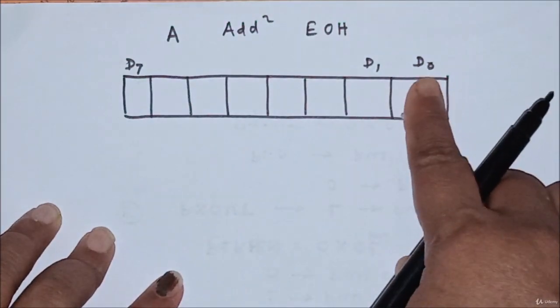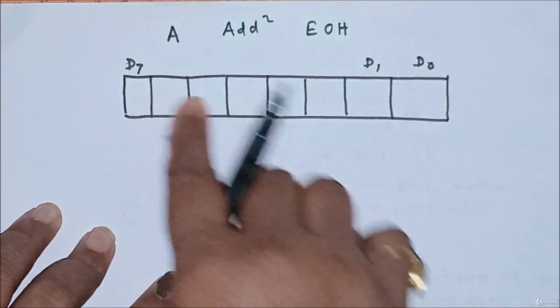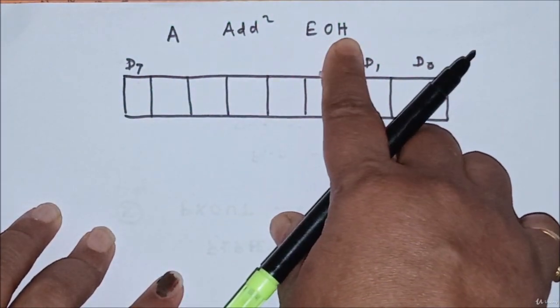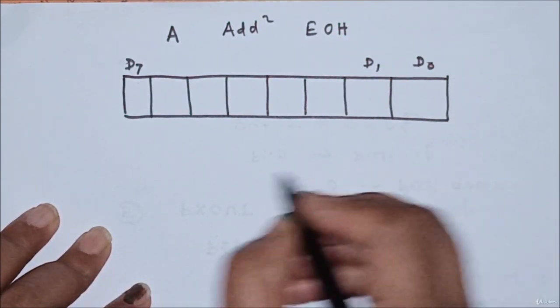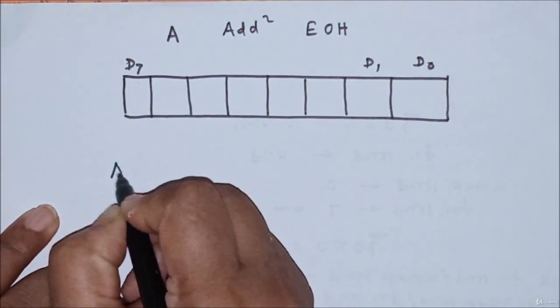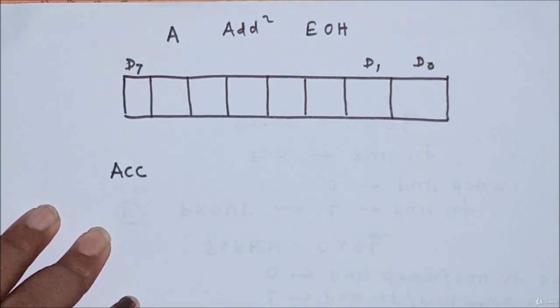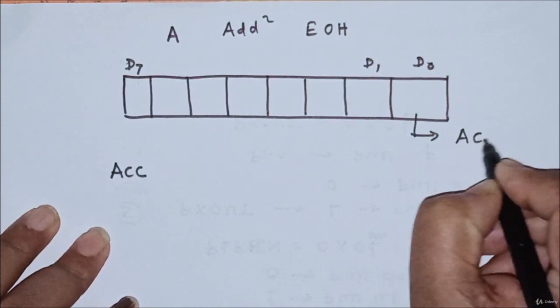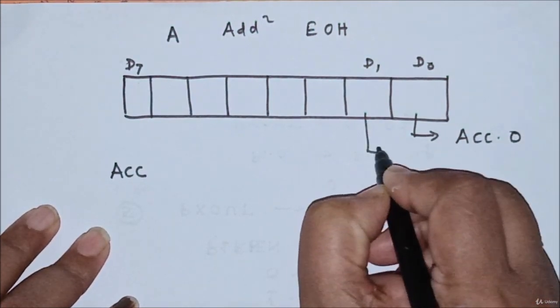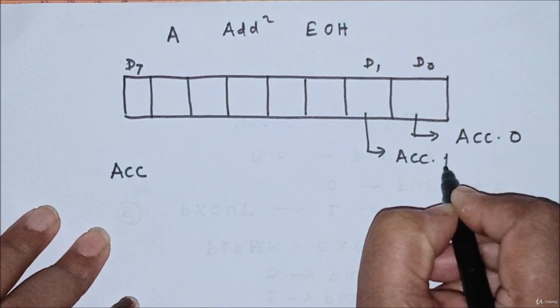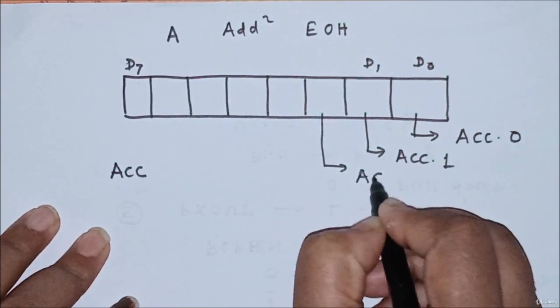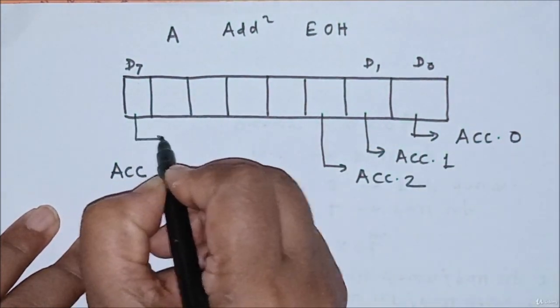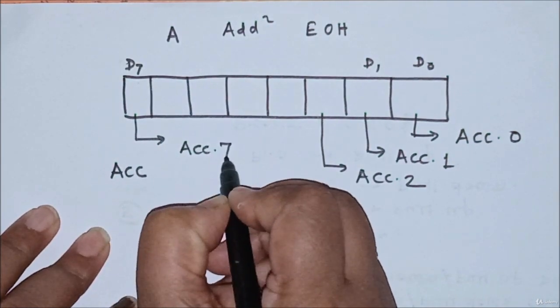How to use this bit addressable register? The accumulator is an 8-bit register, so it has bits from D0 to D7 and the address of accumulator is E0H. Generally ACC is used to represent individual bits of accumulator. So this is the D0 bit, it can be written as ACC.0. This bit is written as ACC.1. This bit is written as ACC.2. Like that, this bit is written as ACC.7.